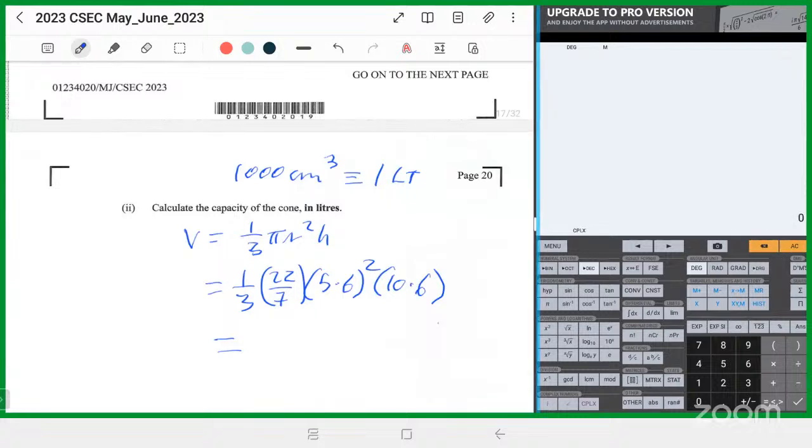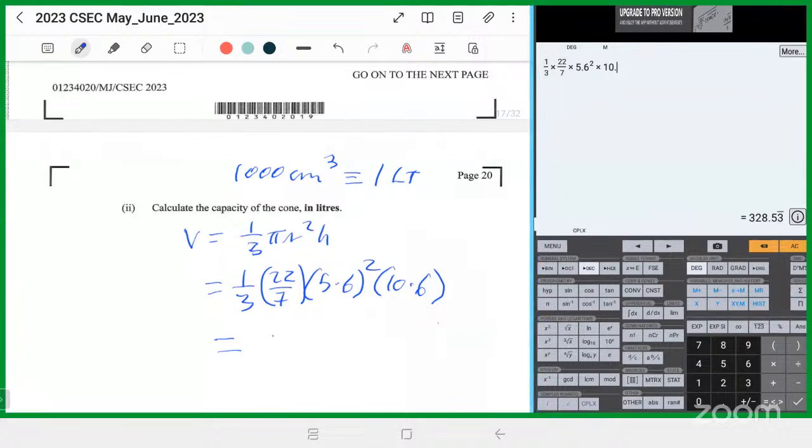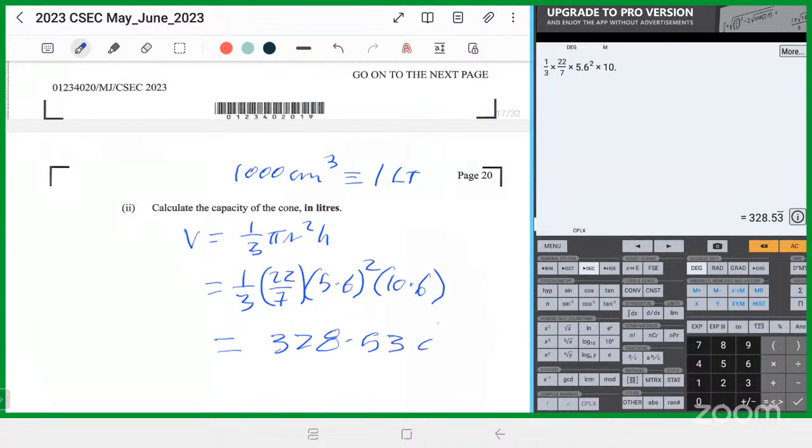If you wrote that out, it's one third times 22 over 7 times 5.6 squared times 10.6. So that's 328.5 centimeters cubed. To get the liters, we divide by 1,000.